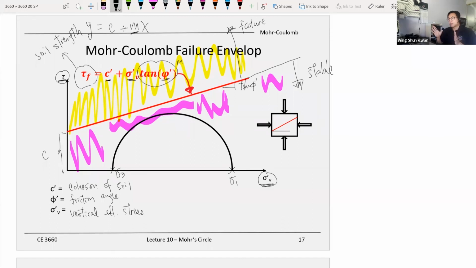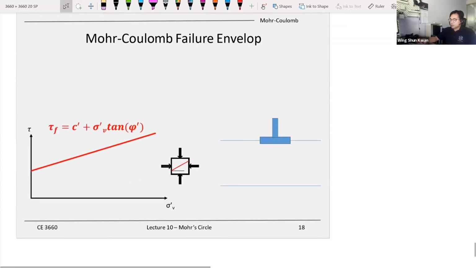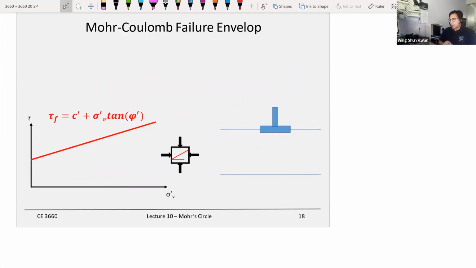Versus if your sigma 1 and sigma 3 combination makes your Mohr's Circle go large enough to be touching the envelope, then this is failure. So this is essential for a civil engineering project. For example, if I have a foundation right there, so this is the foundation. Before the construction, we are looking at soil elements in the ground, right?